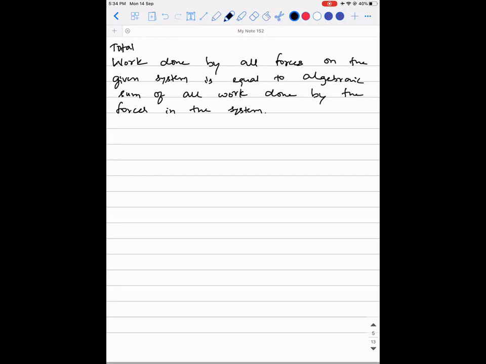I'm trying to say total work done by all the forces on the given system is equal to the algebraic sum of all the work done by the forces in the system, or I can say all the work done by the individual forces in the system. Please make a note of it. Algebraic sum of all the work done by the individual forces in the system.